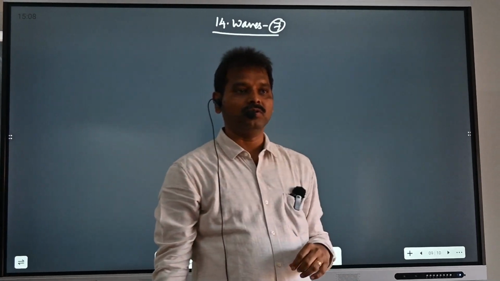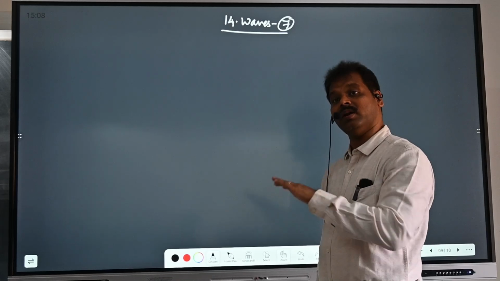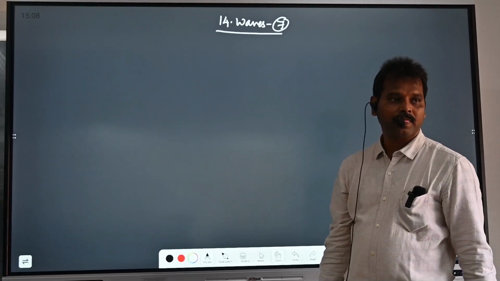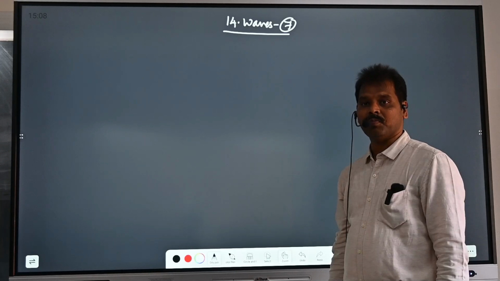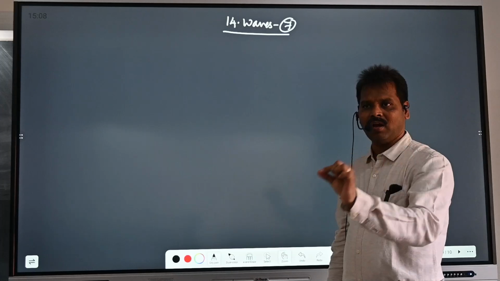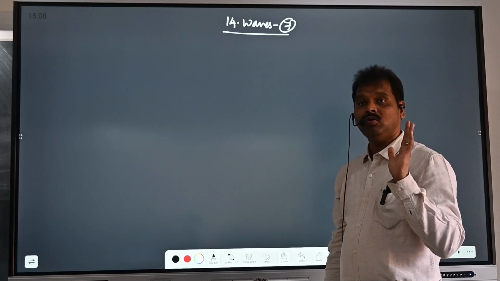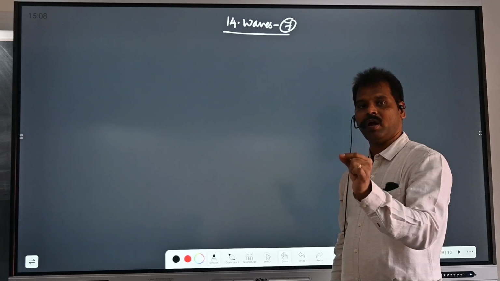In these stationary waves, we will discuss producing stationary waves on a string first. Where are we producing these stationary waves on a string? Example: veena, guitar, sitar. These are all musical instruments which use the concept of production of stationary waves on a string.